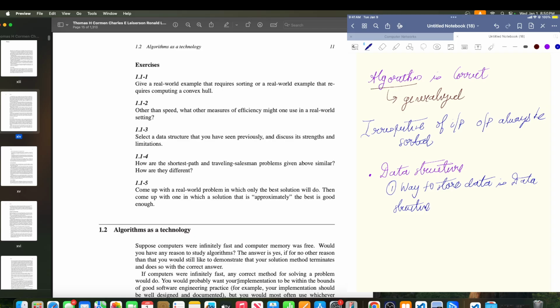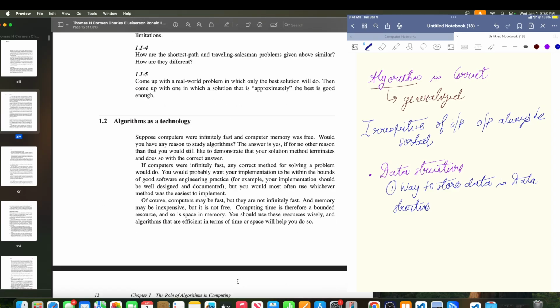Select a data structure that you have previously seen and discuss its strengths and limits. There are different types of data structures. One of them is an array, a linear data structure. Now, the shortest path and traveling salesman problems given above, I have no idea about right now. We don't have much knowledge about them yet. We'll see what happens.